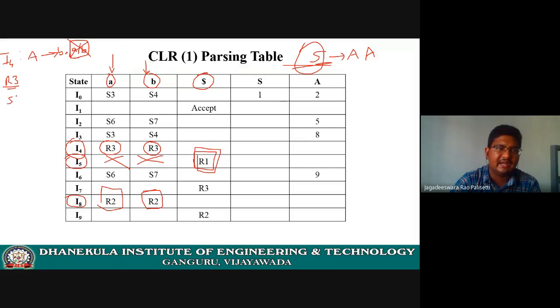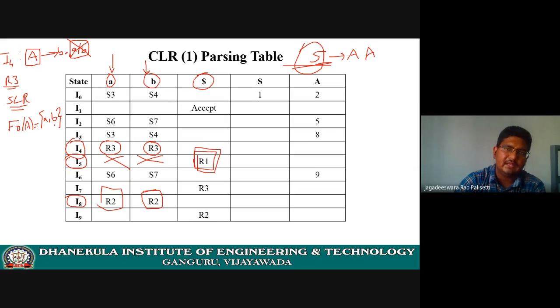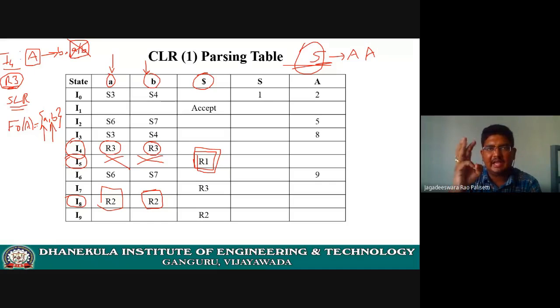What are we going to do in SLR? We are going to compute follow for capital A. Let us consider the example: if follow of A is also small a and small b, then where do we have to write this R3? Row is I4, column a and column b. Also we need to write R3. Which means in this example, CLR and SLR are the same.